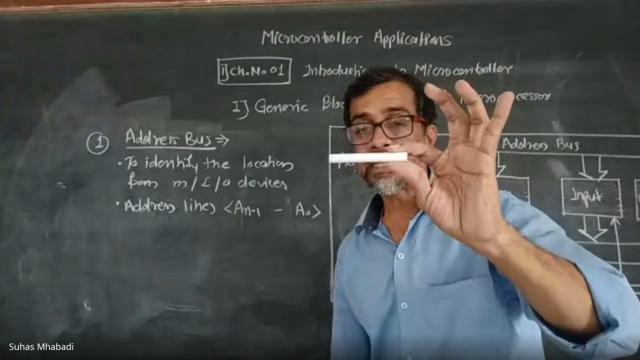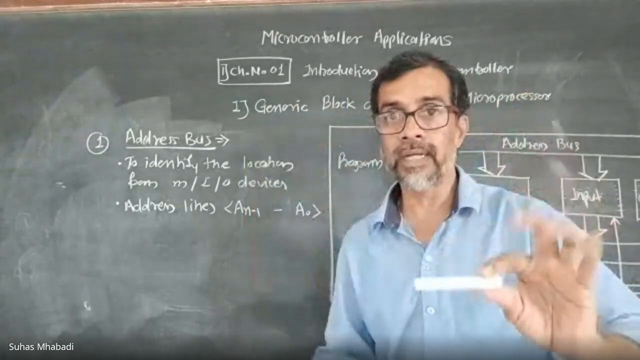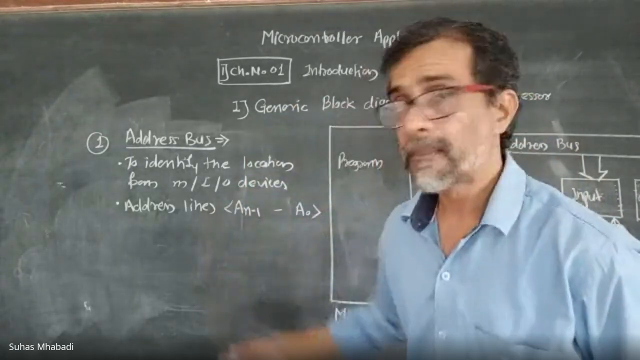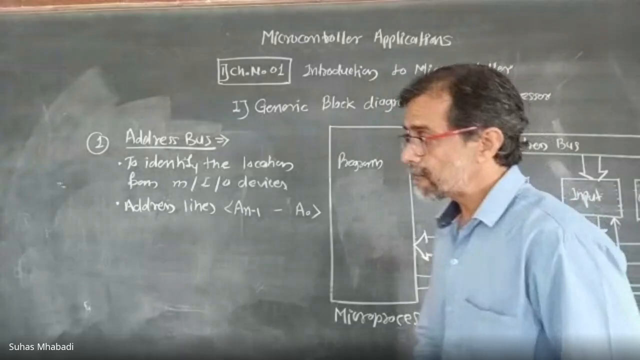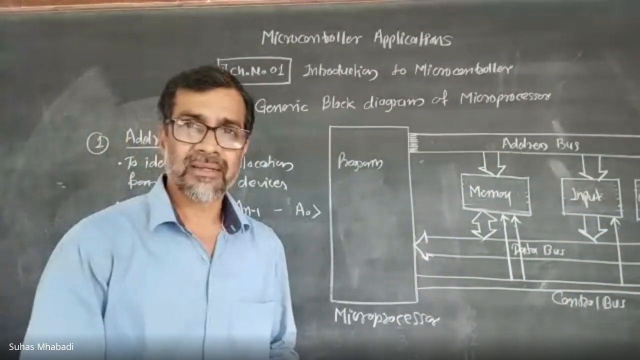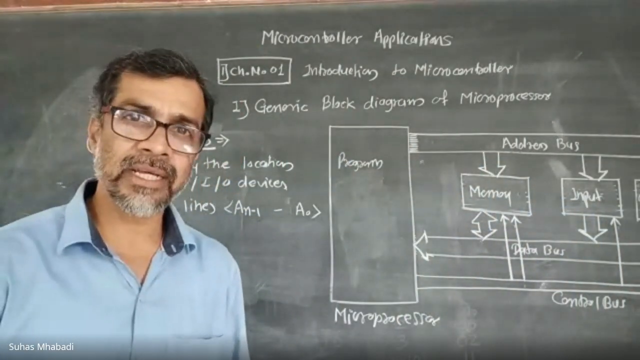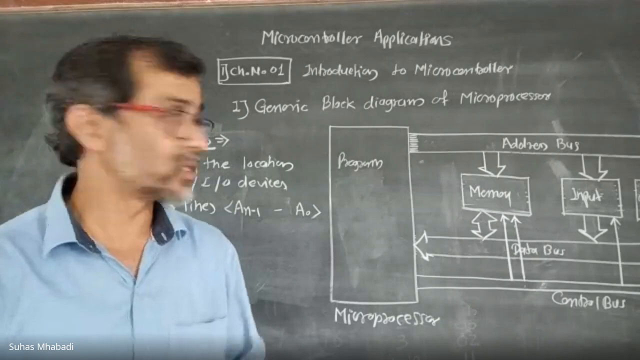What is the name of this line? A0. One more is A1, A2. The names are given. But then, how to decide how many address lines must be there in an address bus? That depends upon the location.